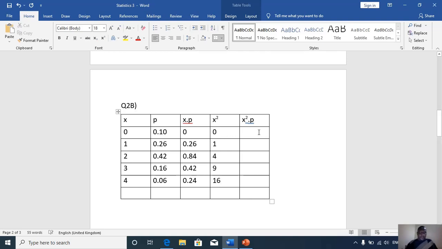Let's multiply those figures by the probabilities. X squared multiplied by the probability. So 0 multiplied by 0.1, that will be 0. And 1 multiplied by 0.26, that will be 0.26. And we have 4 multiplied by 0.42. I needed to use the calculator there, so just 1 minute.